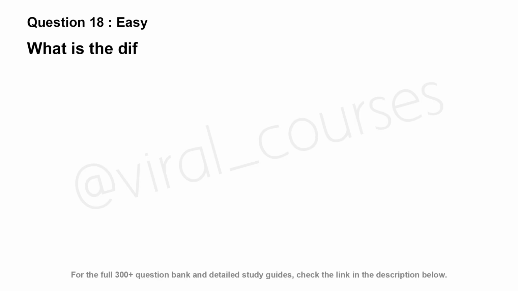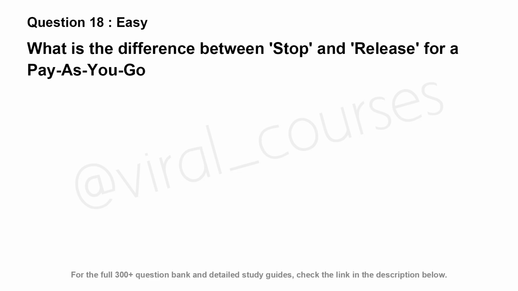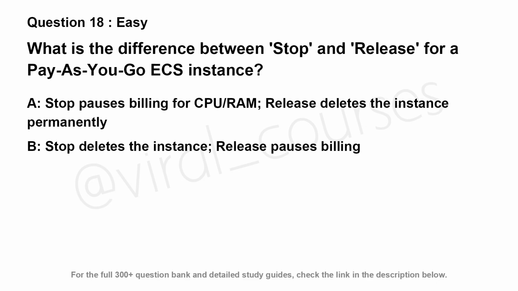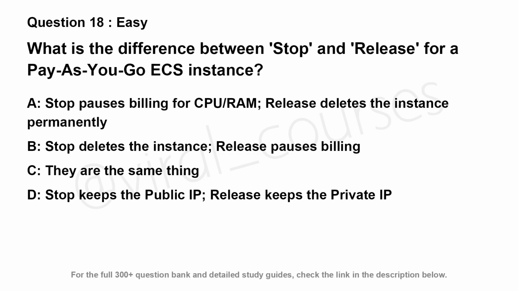What is the difference between stop and release for a pay-as-you-go ECS instance? Option A, stop pauses billing for CPU, RAM. Release deletes the instance permanently. Option B, stop deletes the instance. Release pauses billing. Option C, they are the same thing. Option D, stop keeps the public IP. Release keeps the private IP.